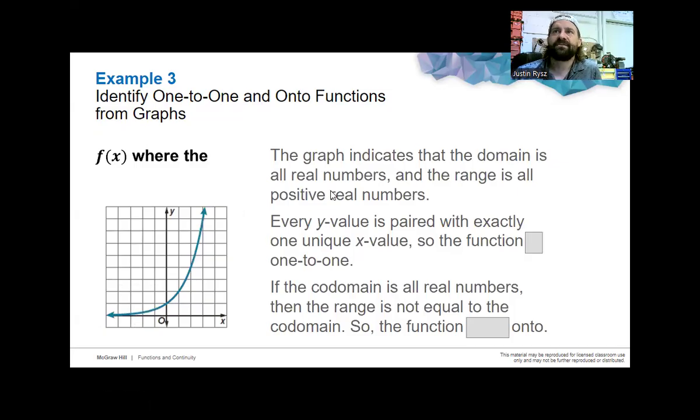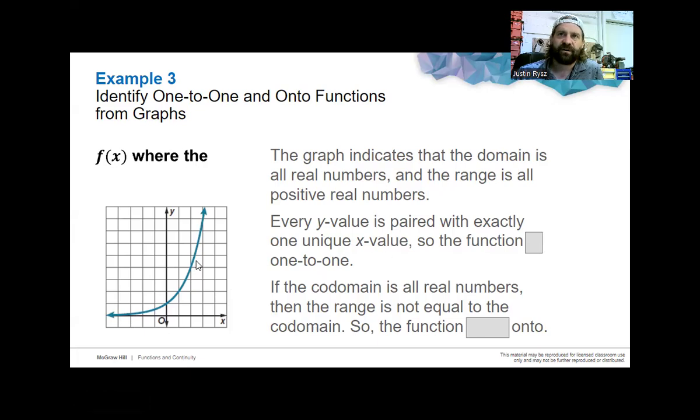This graph indicates that the domain is all real numbers. It would go all the way to the left, all the way to the right. And the range is all positive numbers. It never goes below 0. So every y value is paired with exactly one unique x value.